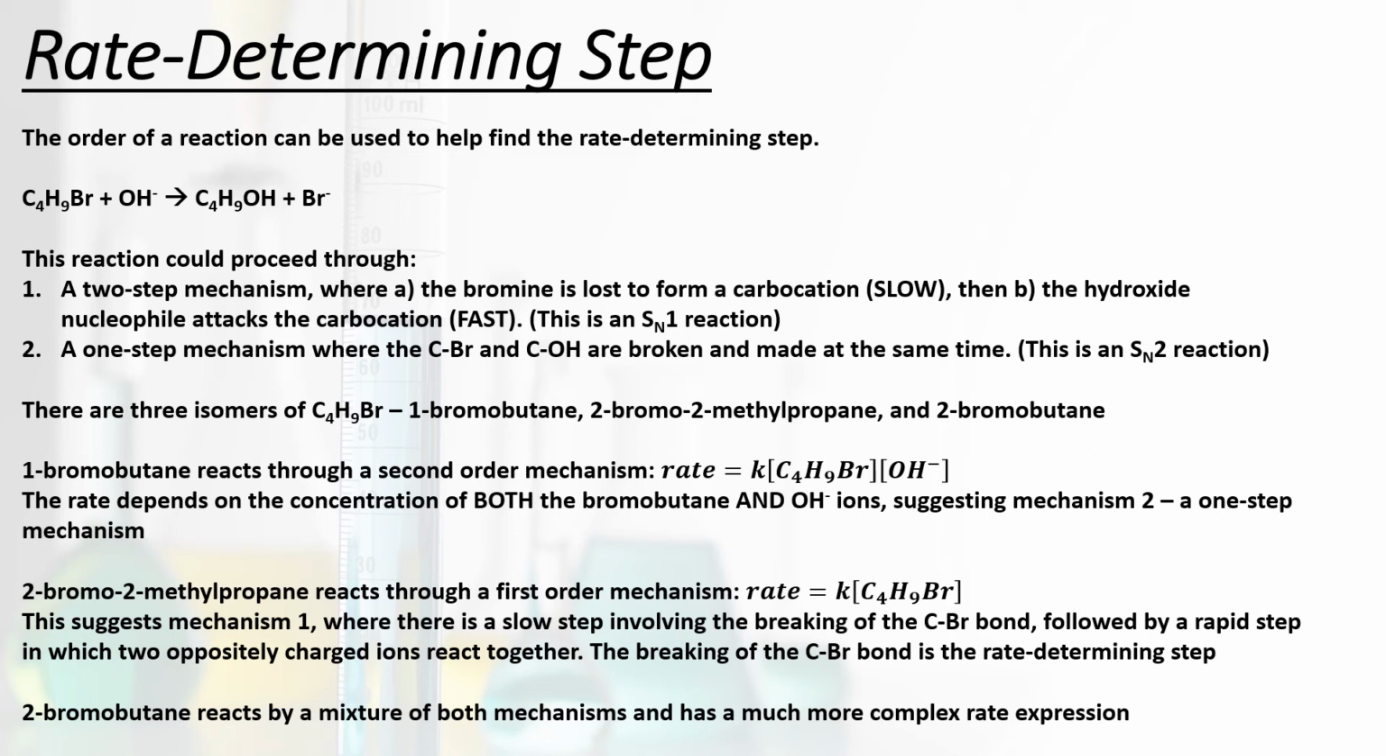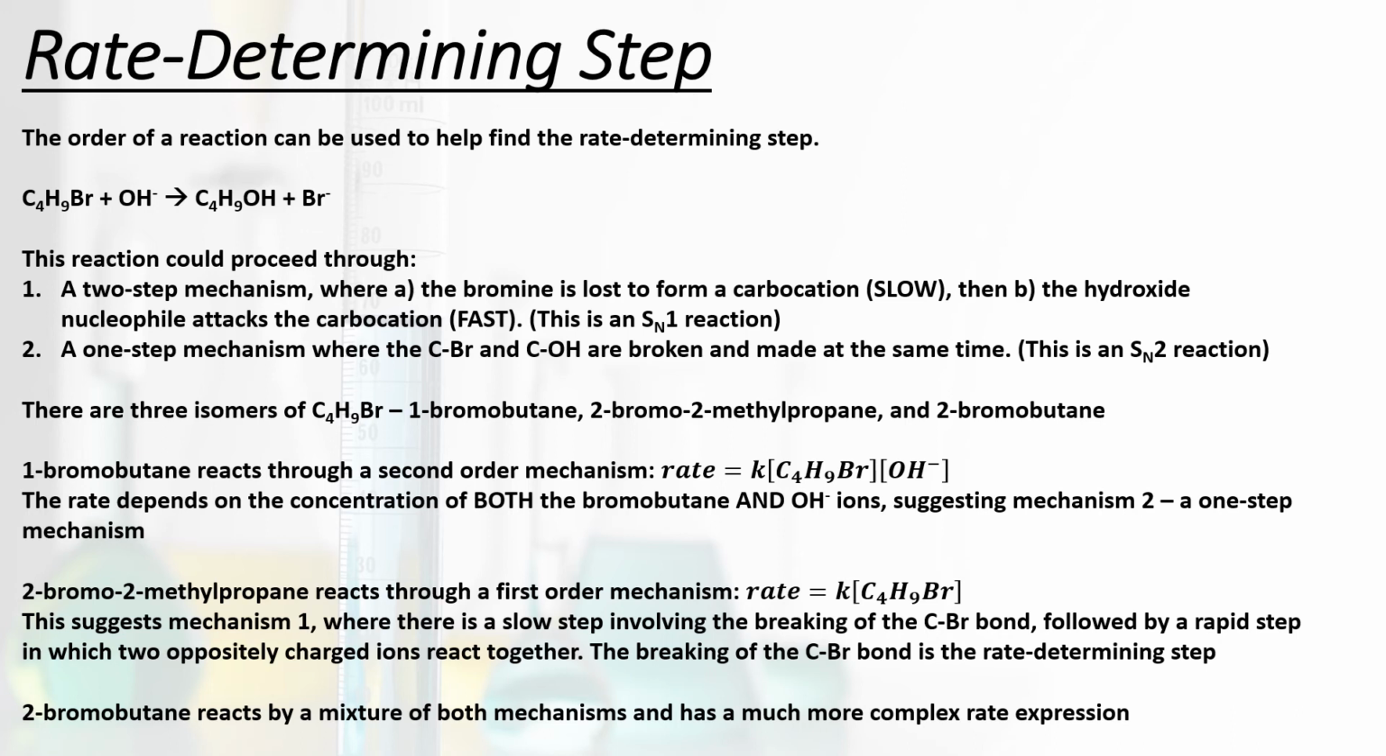Now, we said that in the first mechanism, we have our formation of the carbocation. That's very, very slow. And the hydroxide anion is in the 2nd step of that mechanism. And so because the hydroxide anion exists in this rate equation, it must have been either in the rate determining step or before it. That can't be possible for mechanism 1, so we have to go for mechanism 2, this SN2 reaction.